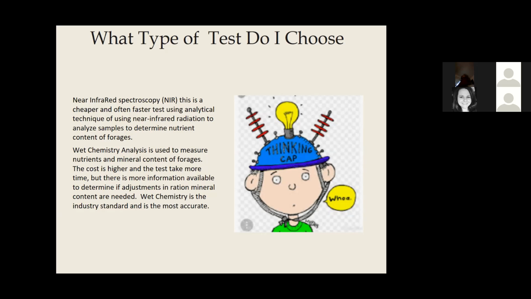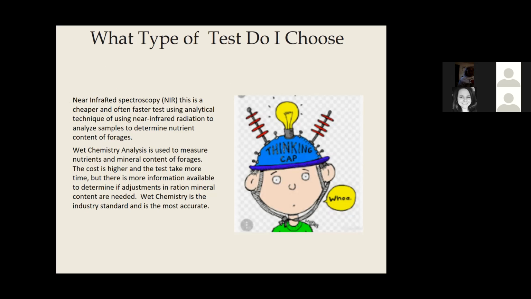The other option you have is wet chemistry. This is the industry standard. This is the lab standard that we follow, and this is what the near infrared spectroscopy machines are based on. They are calculated by using wet chemistry lab results for samples. Wet chemistry is often more expensive. It is more involved when it comes to tests, but it is the most accurate, and it is one that's going to provide you more information, especially with mineral content of your forage, along with some other measures.